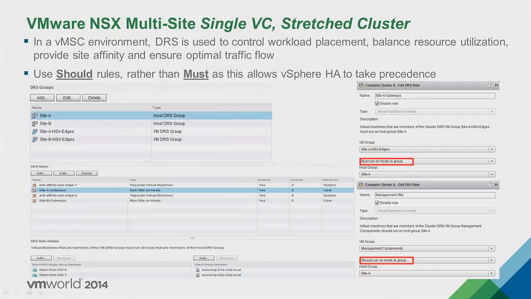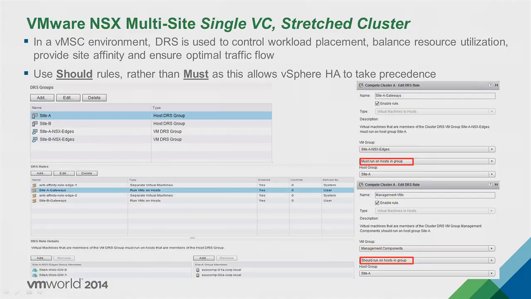Look, in the interest of time, I'm going to cover this very quickly. But in a stretch cluster environment, managing your DRS settings is really critical. So DRS is really used to balance resource utilization, provide site affinity, improved availability, and also ensure that you have optimal traffic flow by minimizing the amount of intra or inter-tier traffic that needs to traverse your data center interconnect. So it's important to understand your DRS considerations.